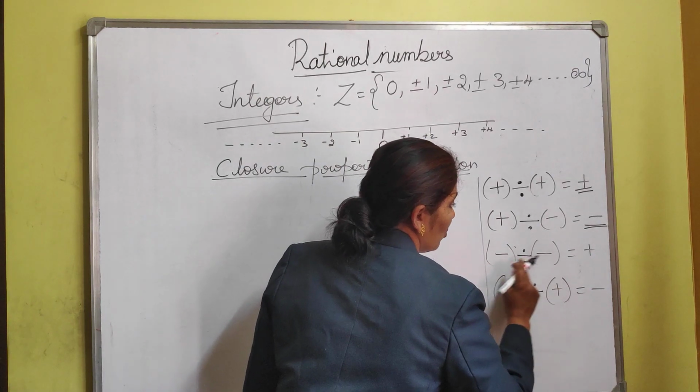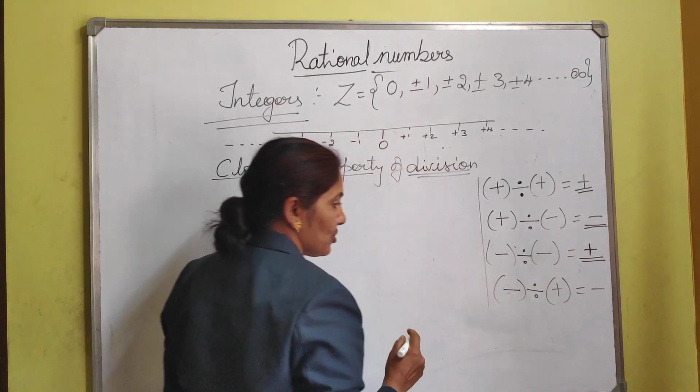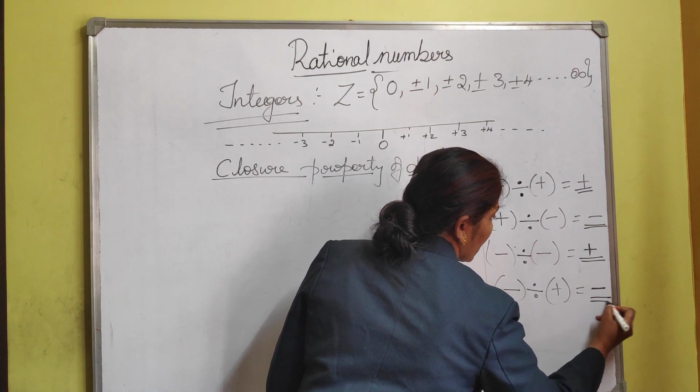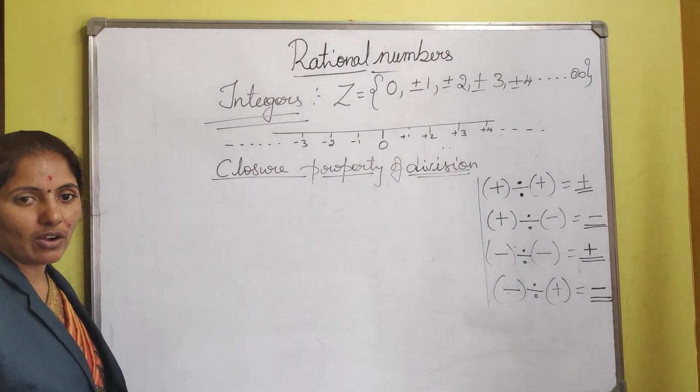When we divide any two like integers, the quotient obtained is positive. When we divide any two unlike integers, the quotient obtained is negative. Let us check whether this is satisfied or not.